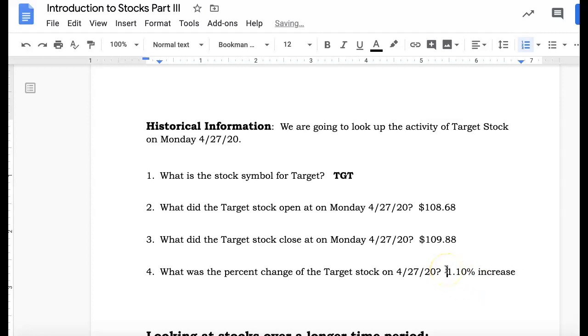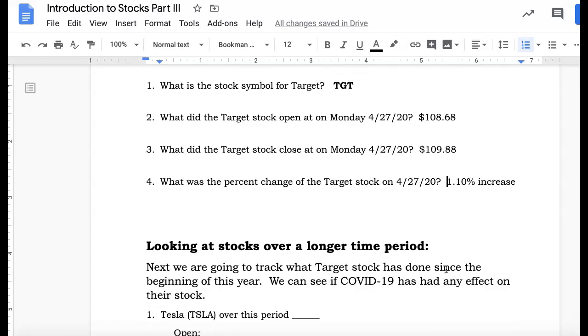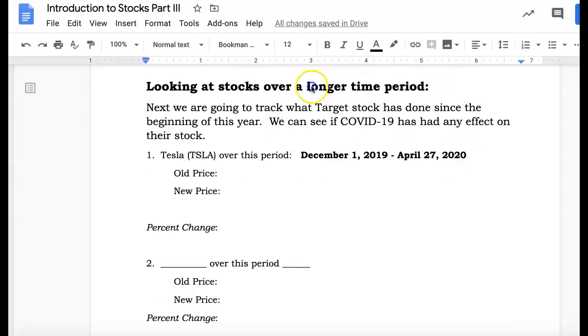1.10% increase, there we go, in the day. And let's look at a stock over a longer period of time, because you're not going to buy a stock in the morning and try to make money on it in one day and sell it and get rich in one day. It's usually over a longer period of time. So we know that this pandemic has had a huge negative effect on the economy, and the stock market almost crashed. It lost an incredible amount of value. So let's see what happened.